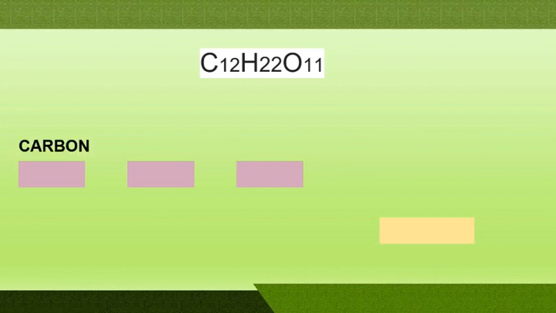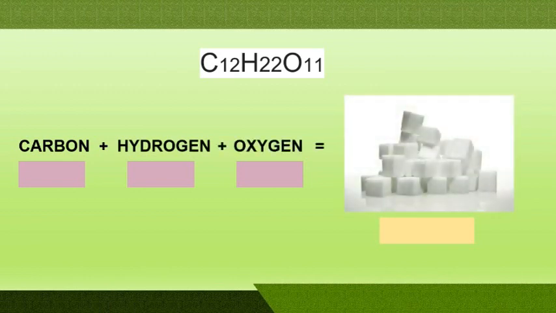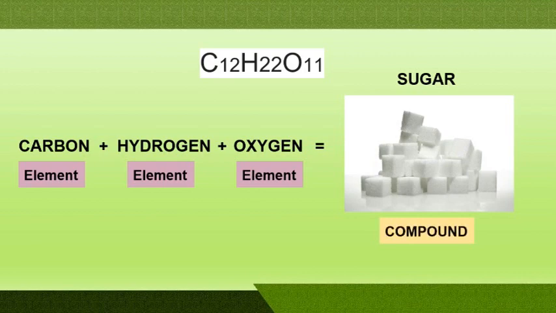I will explain to you an element. There are 12 atoms of carbon, 22 atoms of hydrogen, and 11 atoms of oxygen, and the product is sugar. So when you combine the three elements, it will produce a compound. So carbon is an element, hydrogen is an element, oxygen is an element, and sugar is a compound.